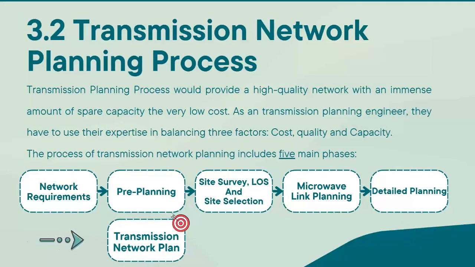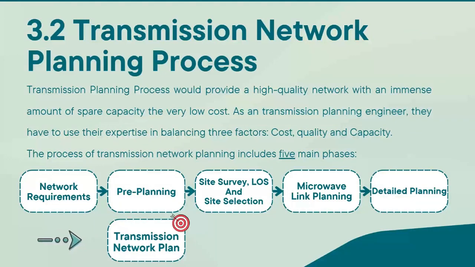After we have been discovering the basics of transmission network planning, okay, let's jump to the next section, which is the transmission network planning process. The goal of the transmission network planning process is to generate a network plan for the transmission network that would provide a high quality network with an immense amount of spare capacity at very low cost. Additionally, as a transmission planning engineer, they have to use their expertise in balancing three factors. There are cost, quality, and capacity.